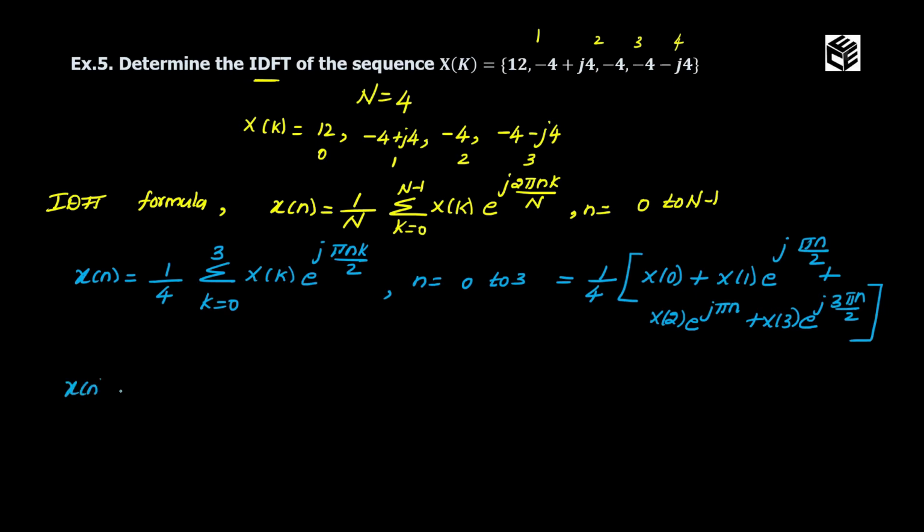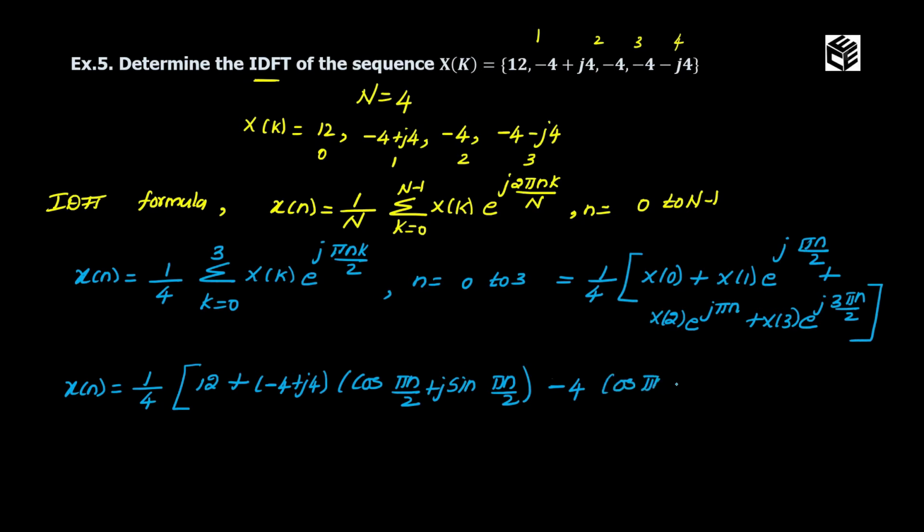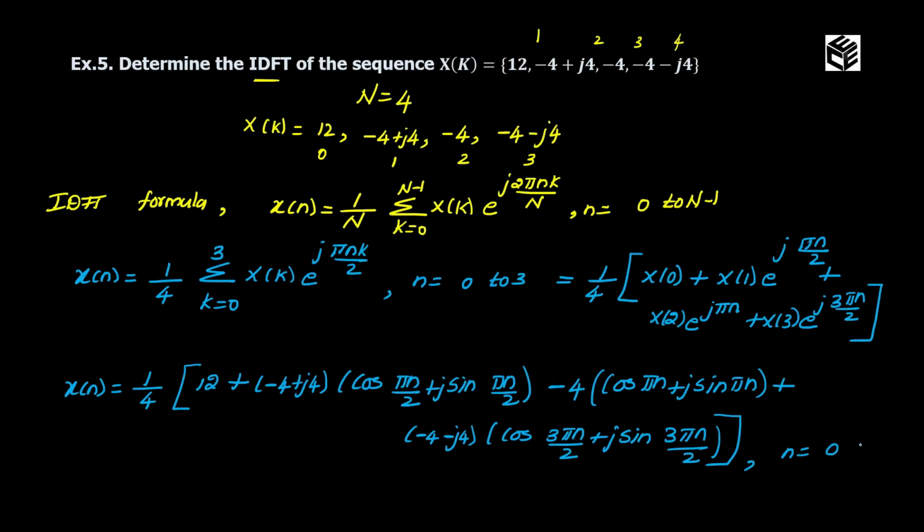So my formula will become x of n is equal to 1 by 4 into x of 0 my value is 12, 12 plus x of 1 my value is minus 4 plus j4 into cos pi n by 2 plus j sin pi n by 2 plus x of 2 my value is minus 4. So minus 4 into cos pi n plus j sin pi n. Correct. Now x of 3 the value is minus 4 minus j4. So plus minus 4 minus j4 into cos 3 pi n divided by 2 plus j sin 3 pi n divided by 2. Okay, where the value of n is from 0 to 3.